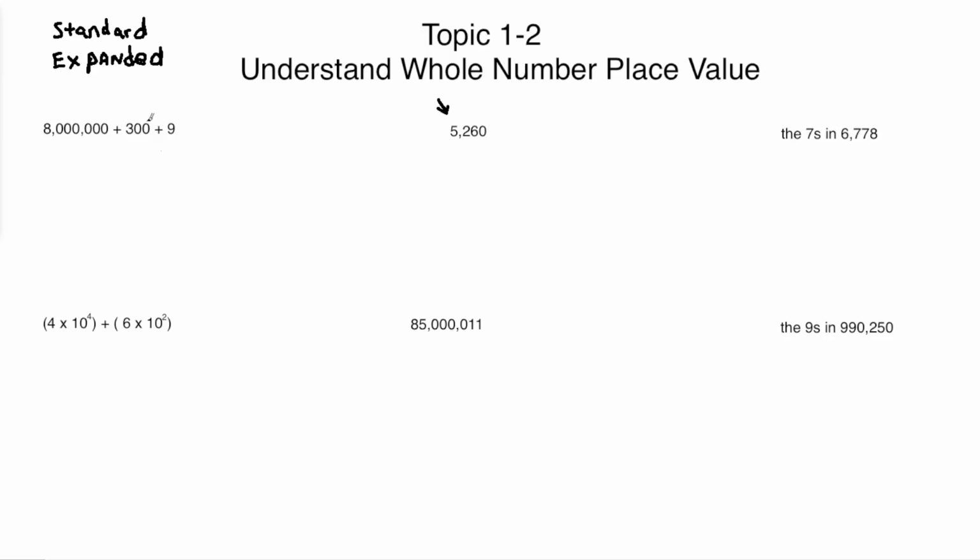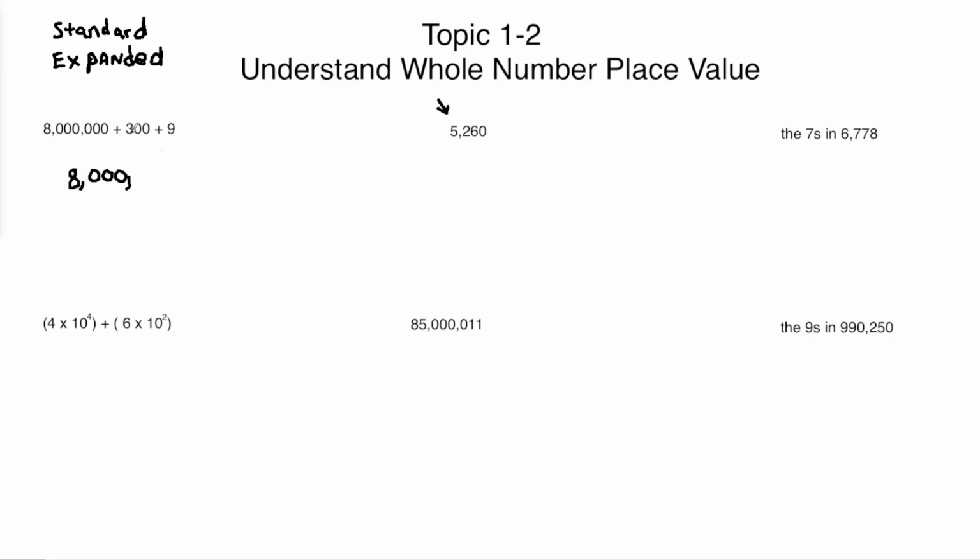What I want you to do for this problem right now is to push pause and write the standard form of 8 million plus 300 plus 9. Go ahead and push pause. All right. So we have 8 in the millions place. There is nothing in the hundred thousands or ten thousands. Nope, I don't see anything in the thousands place. So that's 0, 0, 0.